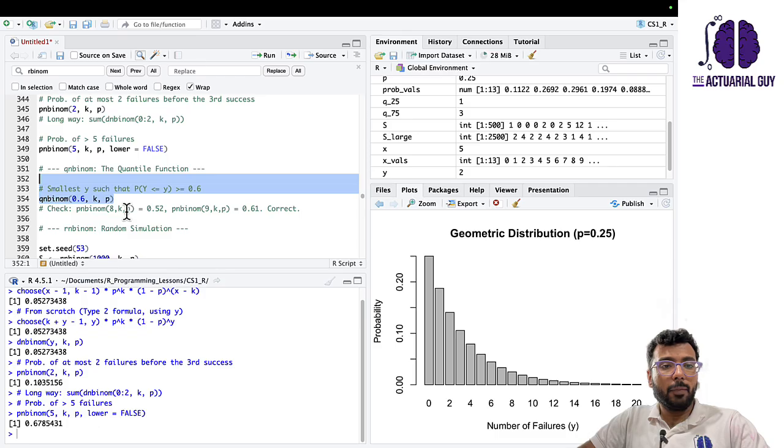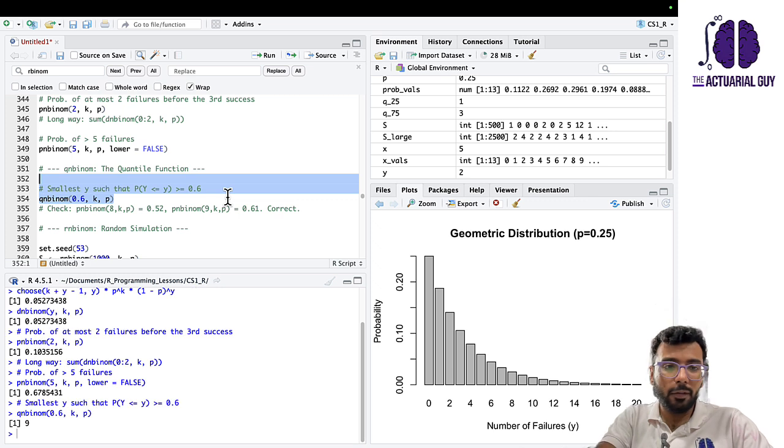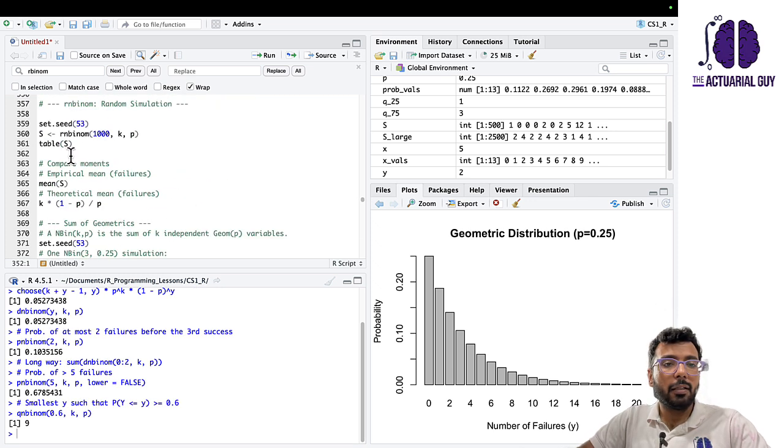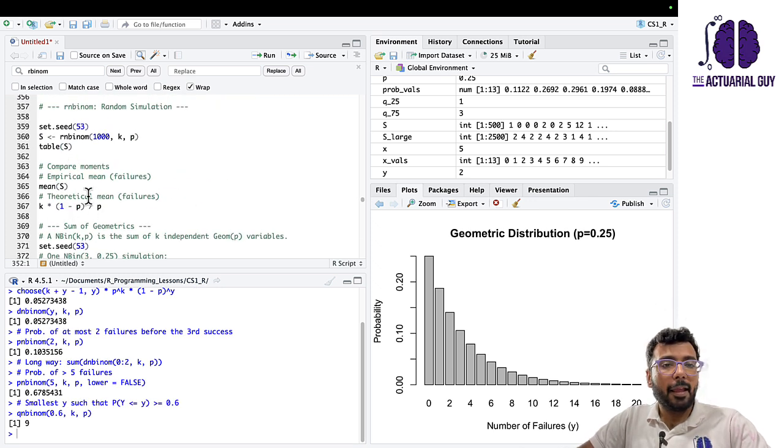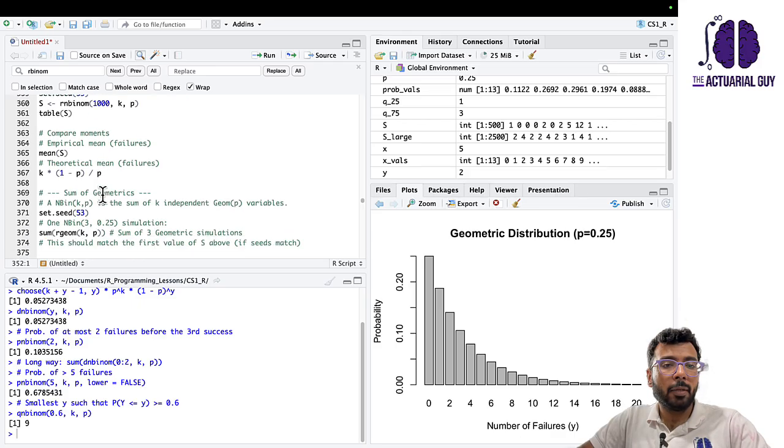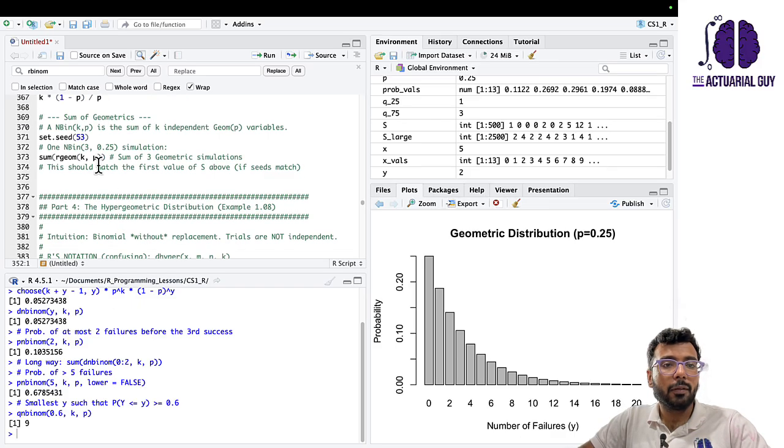Similarly, you can calculate the quantile, which is the inverse of the CDF, by using this function, which gives you the smallest y such that the probability of Y being less than or equal to y is greater than or equal to 0.6, right? So all of these are the same. You simulate these in the same way, and then you can calculate the empirical mean and compare it to the theoretical mean. All of this is the same, right? So you go through this.